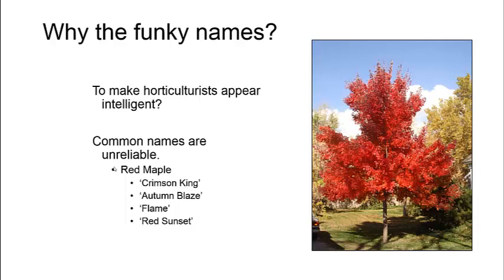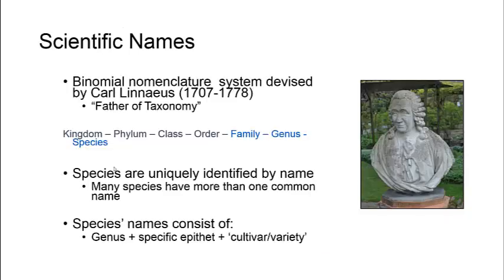True red maple is Acer rubrum, and it's actually only red in the fall. So Carolus Linnaeus in the 1700s devised a botanical naming system called a binomial nomenclature system. And binomial means two names, so it's a two-part naming system. And really where he put it all together was in the genus and species at the end of this. So we have kingdom, phylum, class, order, family, genus, and species.